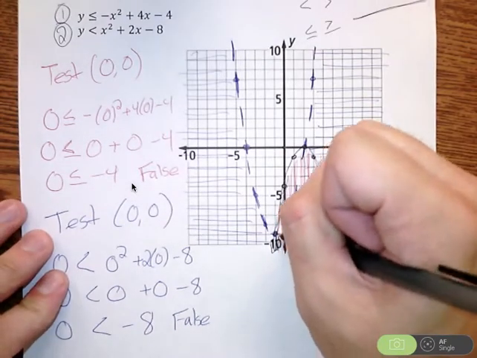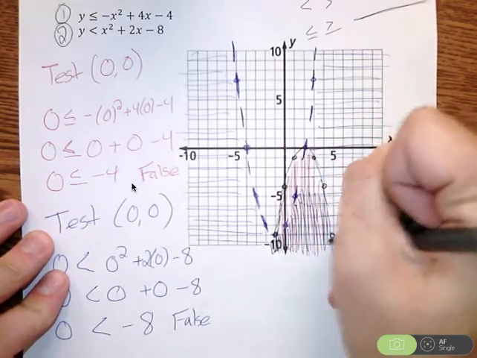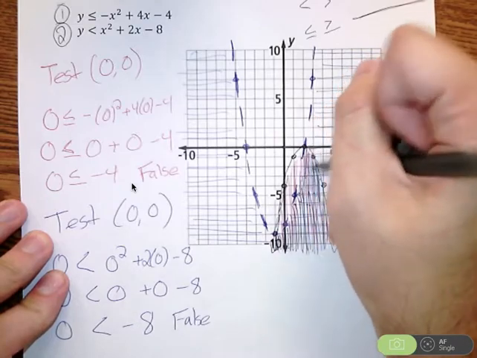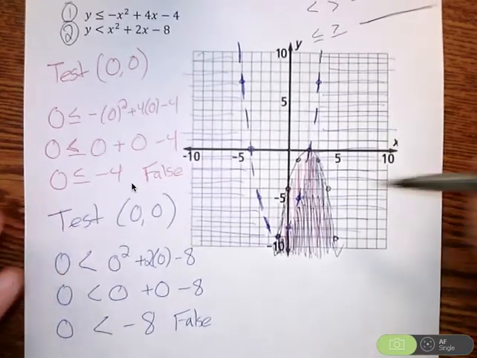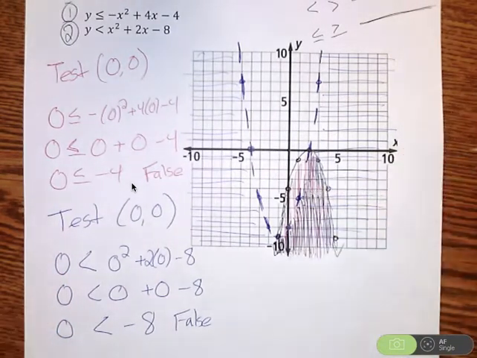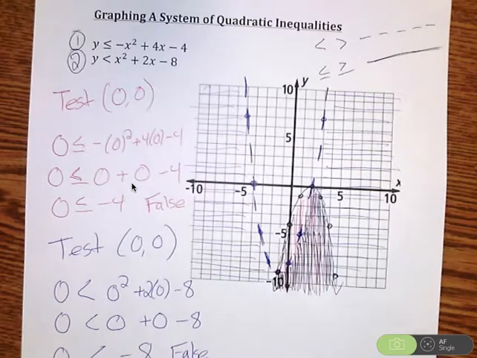So what I'm going to do is I'm going to darken in the area where both shades overlap. Where they overlap is your solution. So in this case, it's this piece right here. If you notice they don't overlap, you're going to have no solutions. That is graphing a system of quadratic inequalities.